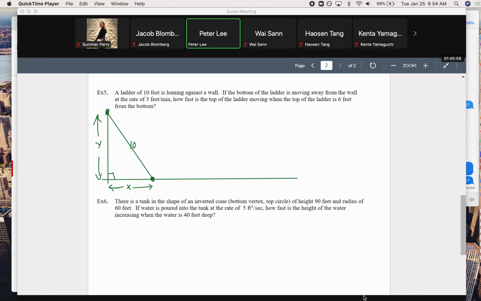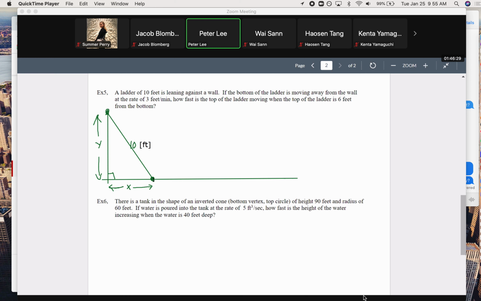Okay, so let's look at example 5. A ladder of 10 feet is leaning against the wall. If the bottom of the ladder is moving away from the wall at the rate of 3 feet per minute, how fast is the top of the ladder moving when the top of the ladder is 6 feet from the bottom? So here's the vertical wall and a horizontal ground, and I draw a 10 feet ladder here. So this is 10 feet, so let me just write down the units here, 10 feet.